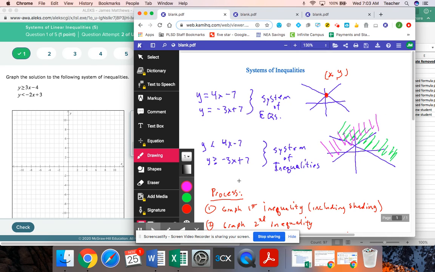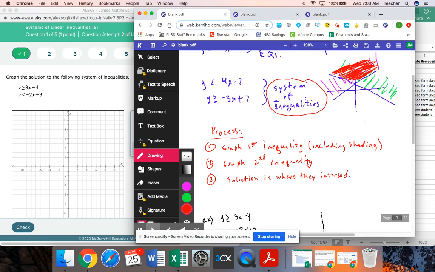When we have a system of inequalities, the solution will not be just where they meet, it'll be where the shading intersects. So you see above this one, the purple, and above this one, the green, where they both intersect is right here. I'm just going to shade in all the red area. That would be the solution to that system of inequalities.